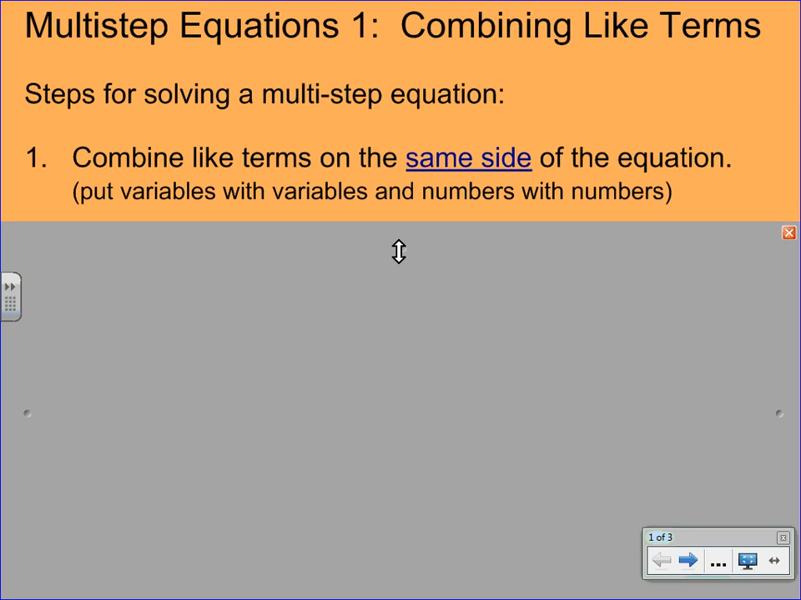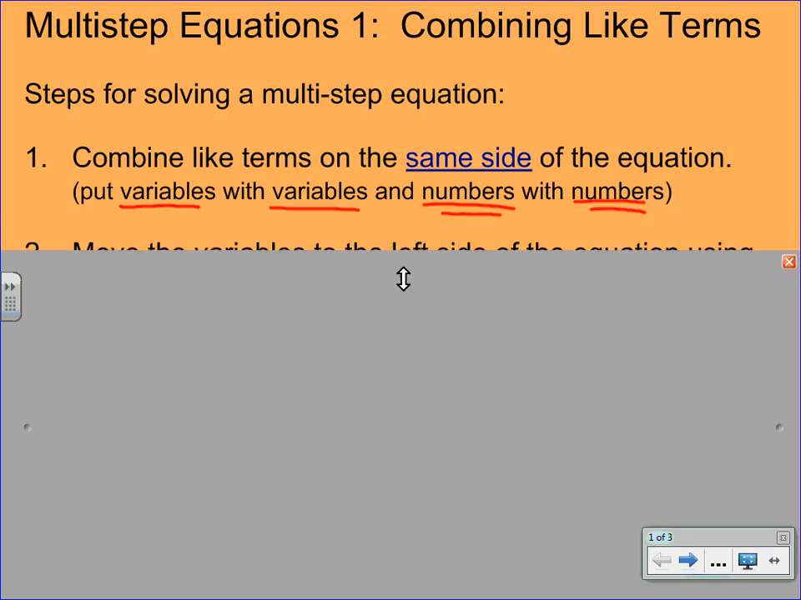First, we have to make sure that we combine like terms on the same side of the equation. Now notice those are in a different color here on the video. They're underlined. You have to make sure if you're going to put them together that they're on the same side. And again, I'm just mentioning here that that means put variables with variables and numbers with numbers. So that's our first step.